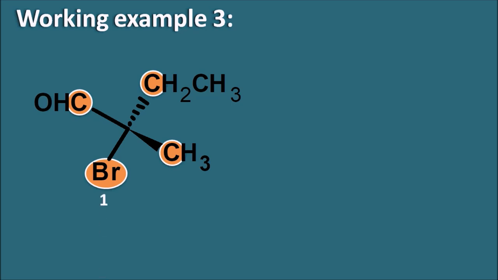In all the remaining groups, carbon is attached to the stereoactive center. Then how can we assign the priority order? When we are unable to determine the priority order by the first atom, we have to go with the further atoms attached.